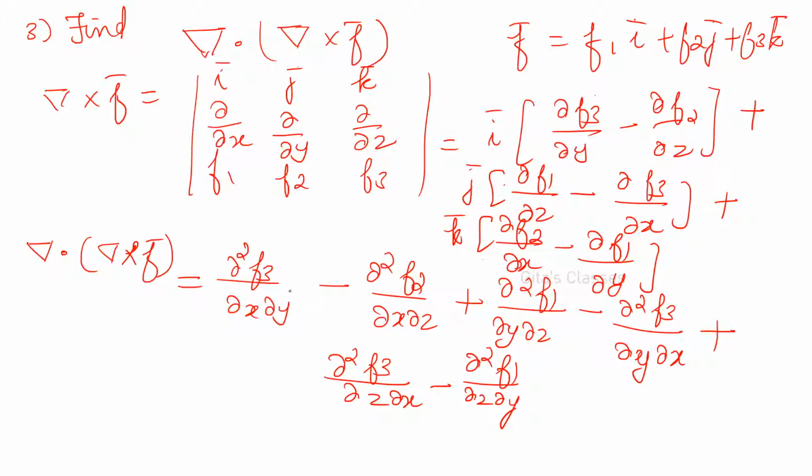Are you getting this? Dou squared f3 by dou x dou y minus dou squared f3 by dou y dou x, so these two terms will get cancelled. And dou squared f2 by dou x dou z minus dou squared f2 by dou z dou x, yeah, these two will get cancelled. Dou squared f1 by dou y dou z, dou squared f1 by dou z dou y, these also cancel. So this is equal to 0. You are asked to find the value of del dot del cross f, that is divergence of curl f, and it is equal to 0.